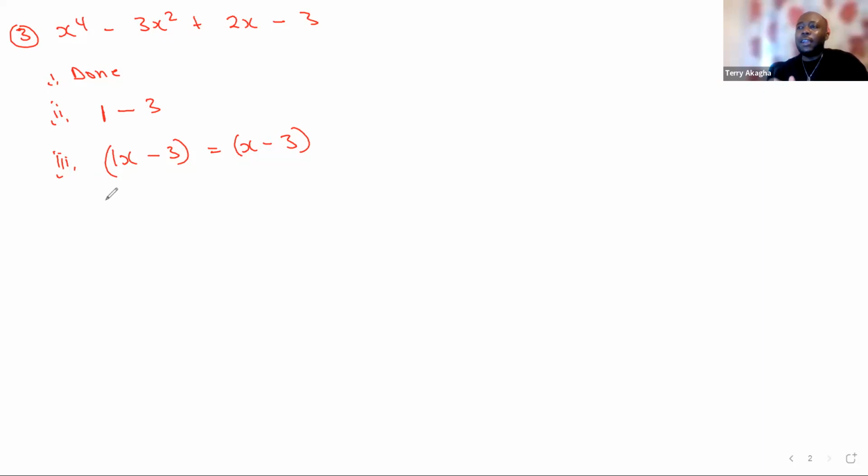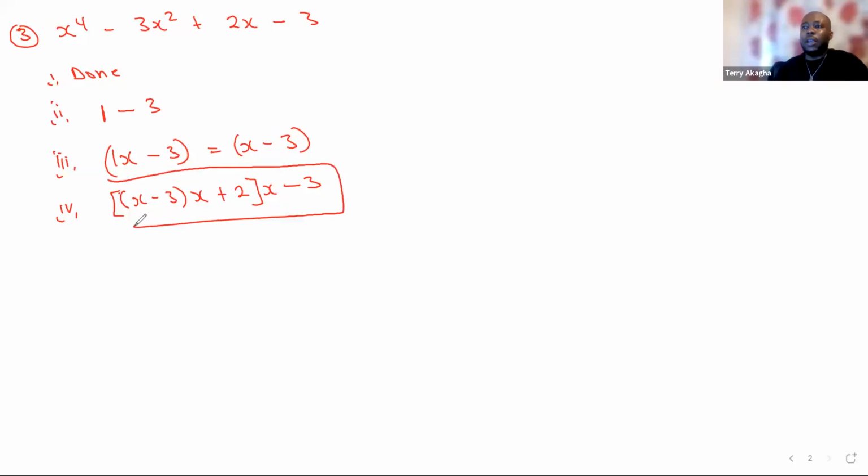Now, when I've done that, the next step is that after adding x, you have to put x outside the bracket and add the coefficient of the next term. So we have this x minus 3. We add x outside the bracket, and the coefficient of the next term is what? Plus 2. Does that make sense? Then you keep on repeating the same thing. You add x outside the bracket, and the coefficient of the next one is minus 3. So that will be the answer for that.